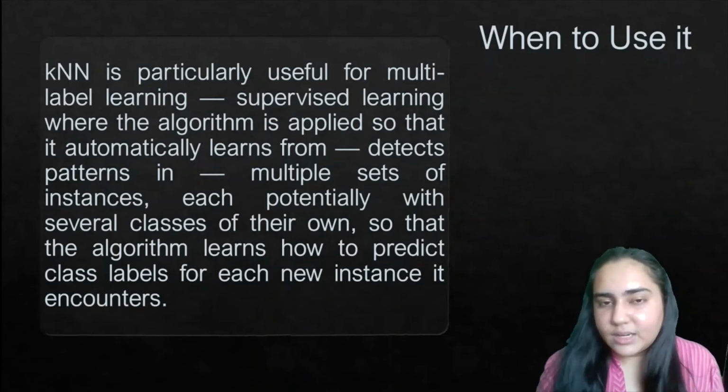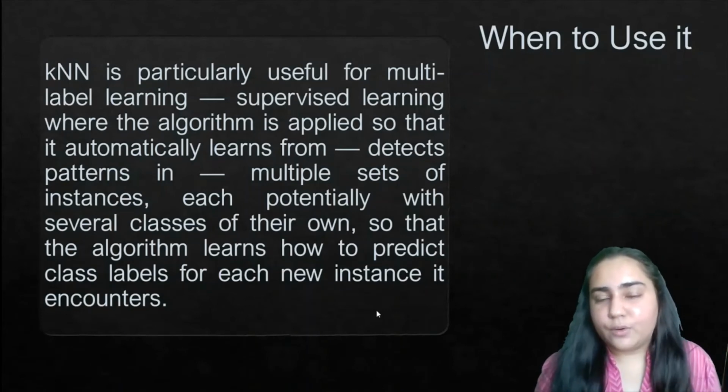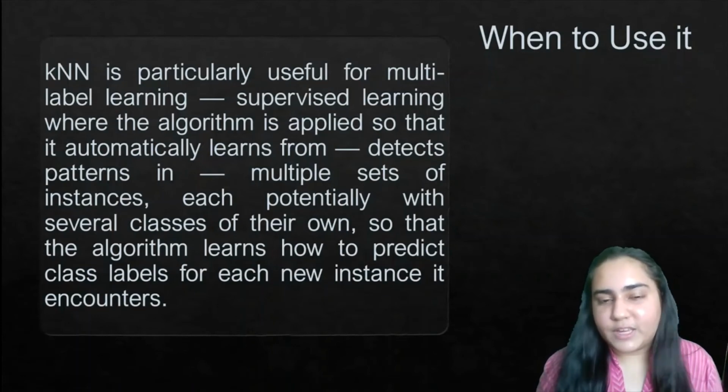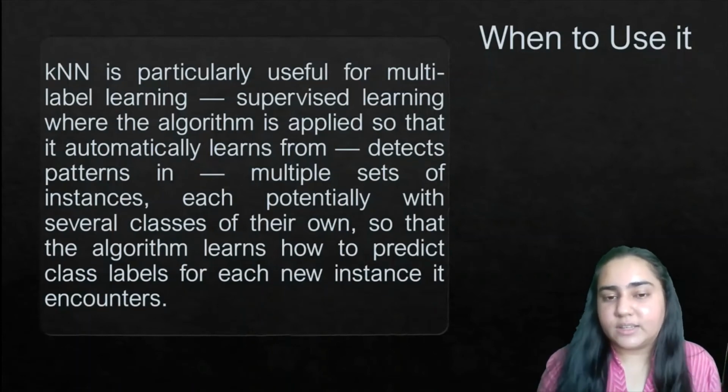So unlike the clustering algorithms that we saw, kNN is not that type of an algorithm. It is an algorithm that needs to perform supervised learning. You have to provide a data set that is completely labeled.